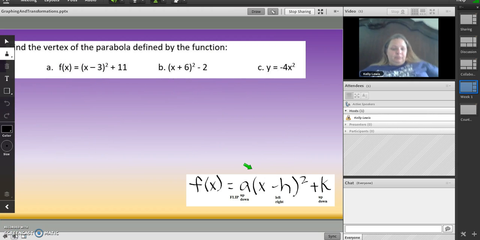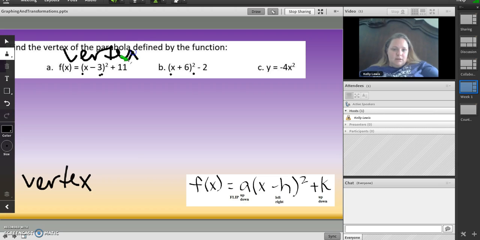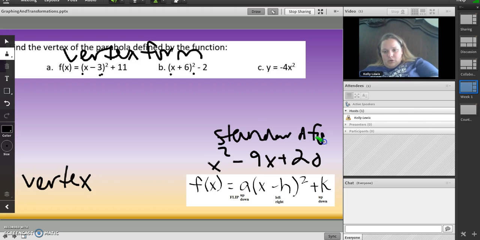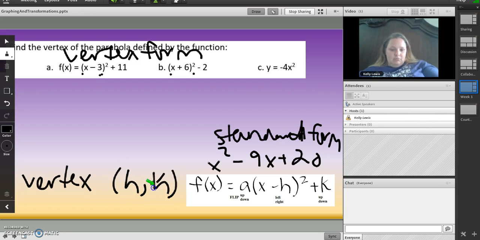All right, vertex. So the vertex, when it's written in this way, by the way, is called vertex form. When it's written in the other way, which is like x squared minus 9x plus 20, that's called standard form. I don't need you to know the two names. I need you to know there exist two ways to write the formula. All right, the reason this is called vertex form is because the vertex is (h, k).